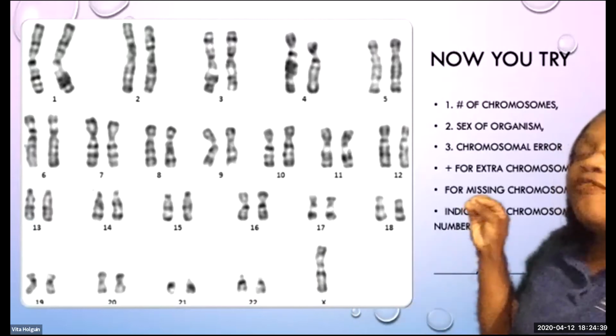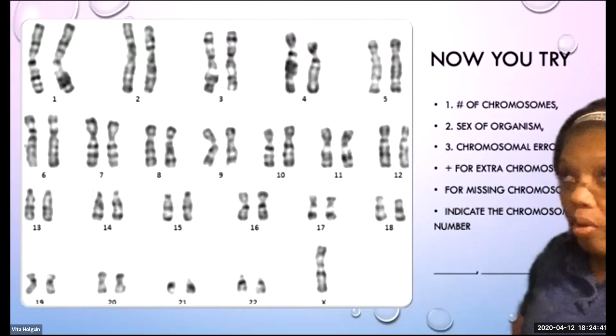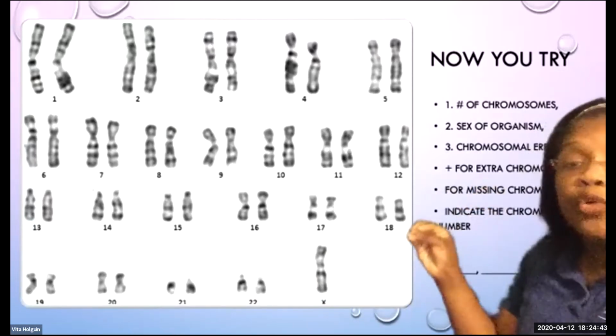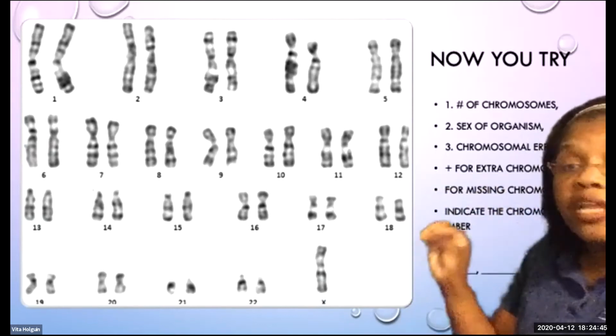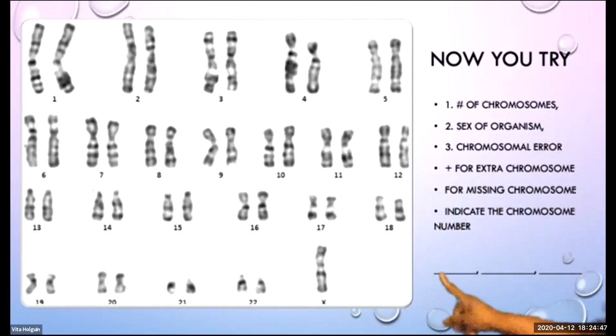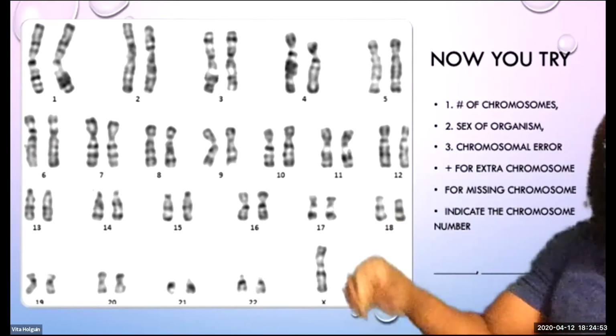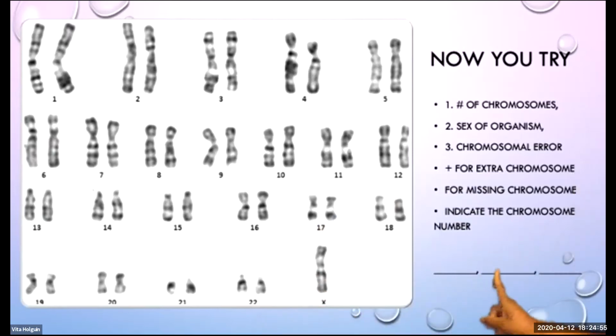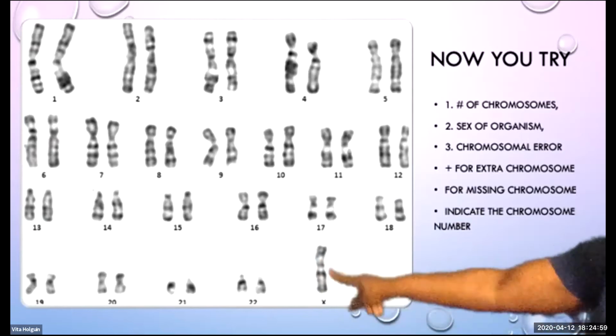Okay, if 46 is the normal, I'm going to subtract 1 from 46. 46 minus 1 is 45. That would be my first number here. So this will be 45. Well, where's the mistake? The baby is missing a chromosome, so I'm going to put a minus sign. Which number is missing? Chromosome 23.